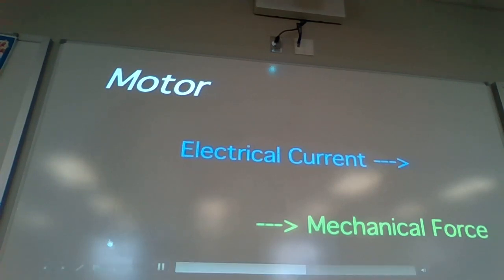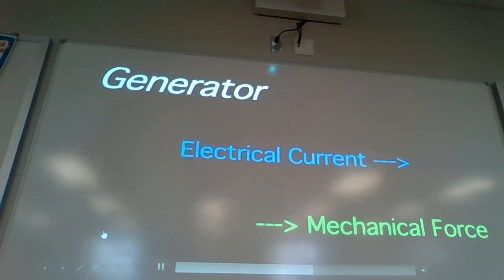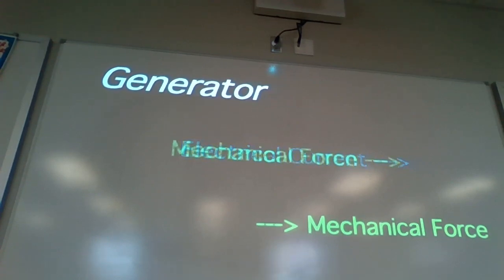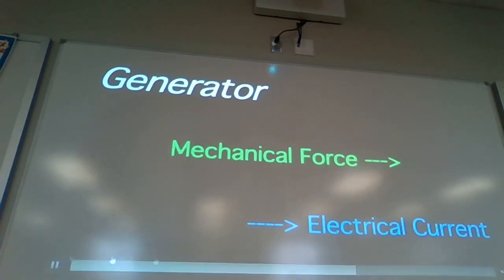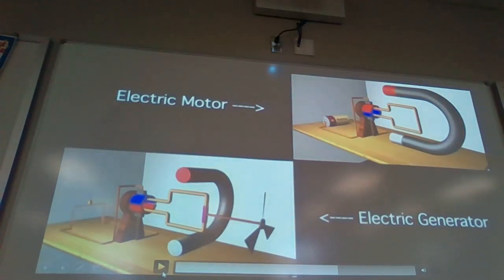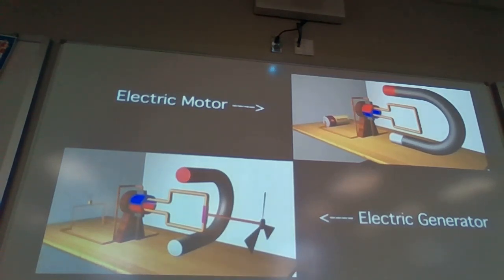Compared to that, on the other hand, an electrical generator converts mechanical force into electrical current. So as you can see, okay, a generator, what do you put in? Mechanical energy. You're moving, you're putting in force, you're doing work. Okay? And what do you get out? Electrical energy. Crazy.